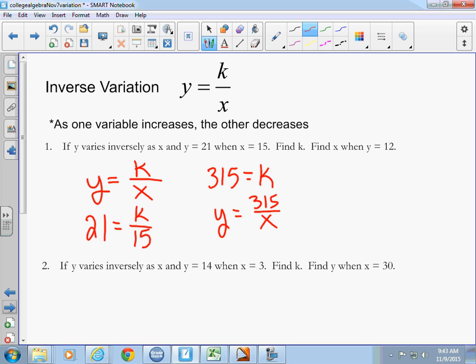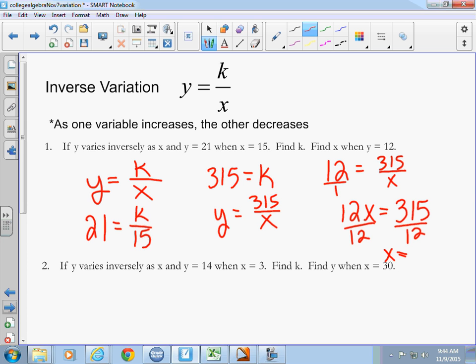Find x when y is 12. How will I solve that? I could cross multiply. Y'all like cross multiplying? Call that 12 over 1. Everyone familiar with cross multiplication? When you have an equals and two fractions, you can cross multiply. So I get 12x equals 315. Divide by 12. So x is, calculator, 26.25.